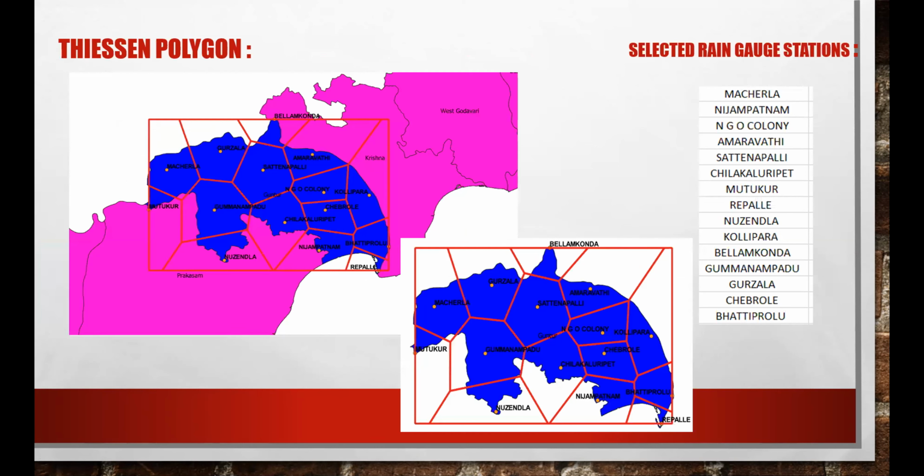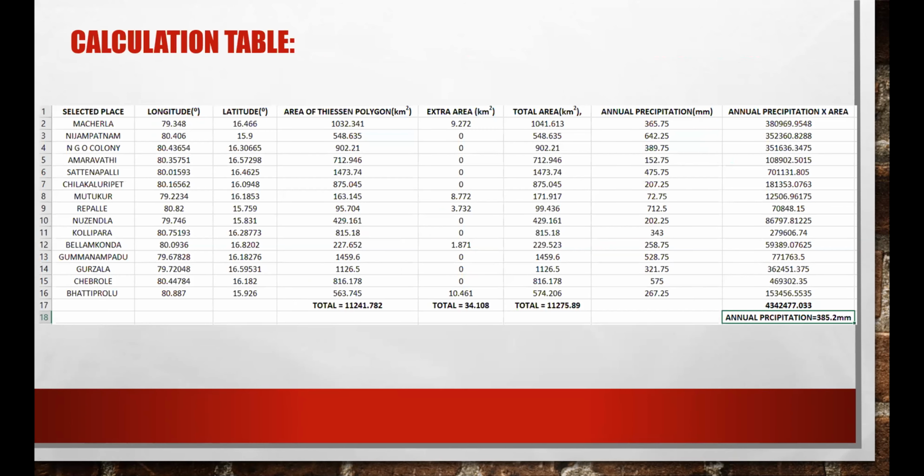If you take an example of this Bellamkonda area, there is some part going just out of it. I do not want to take any dummy points, so I included only these points, and the extra bit of area I have added to the one closer to that. The total area of the polygons is nearly 11,275 square kilometers. Then the annual precipitation of each of these areas, and the average annual precipitation of the district, 385.2 mm.